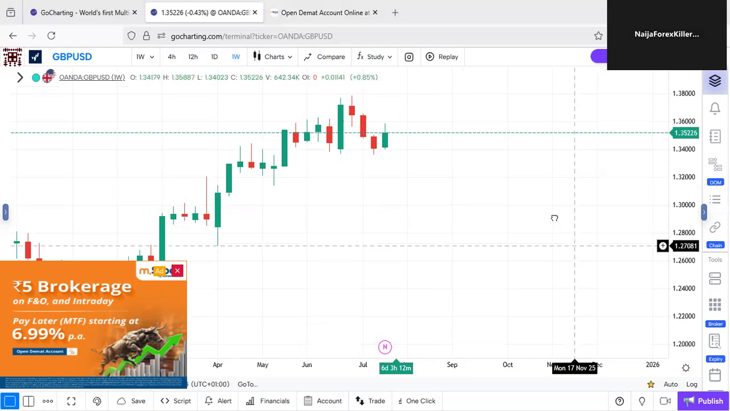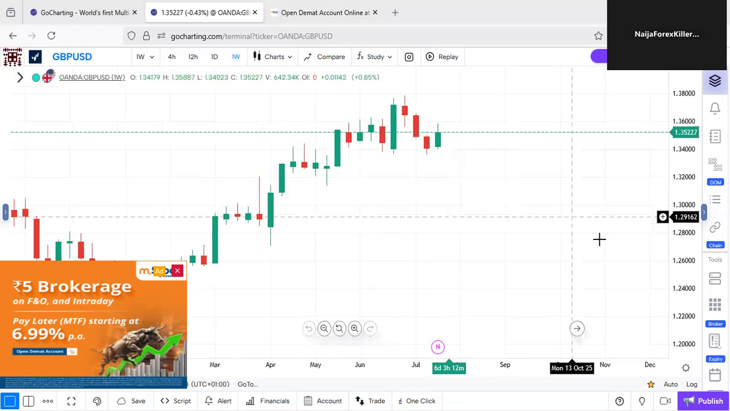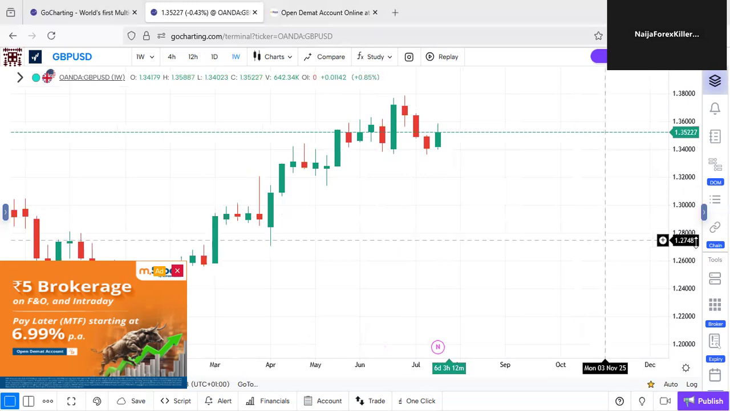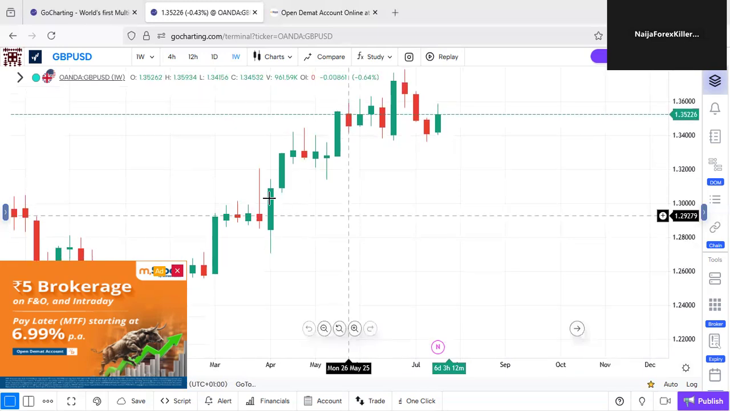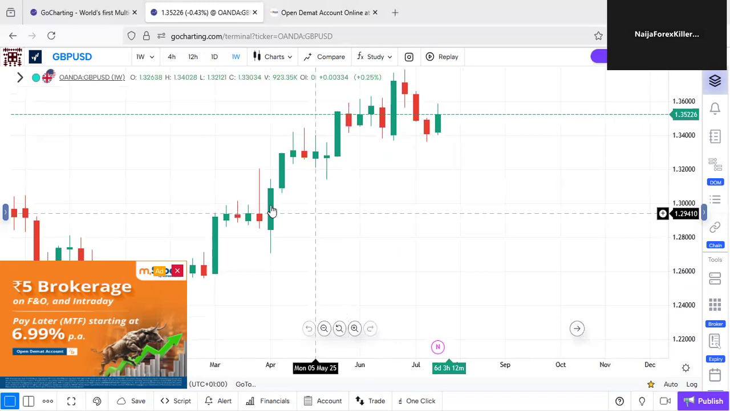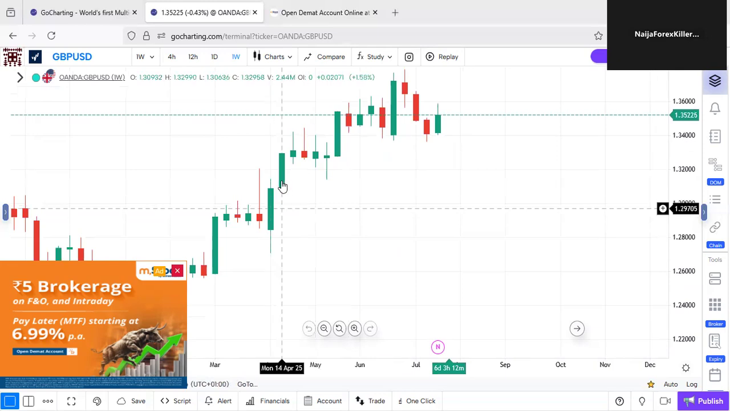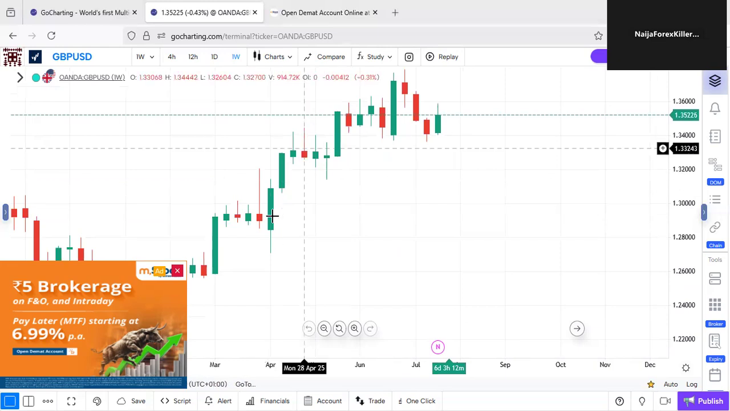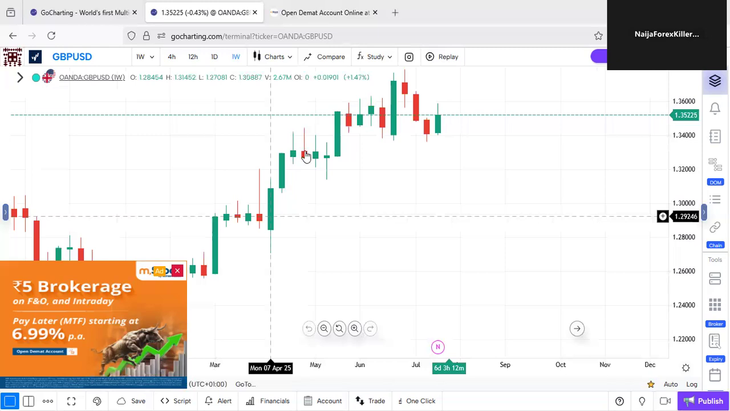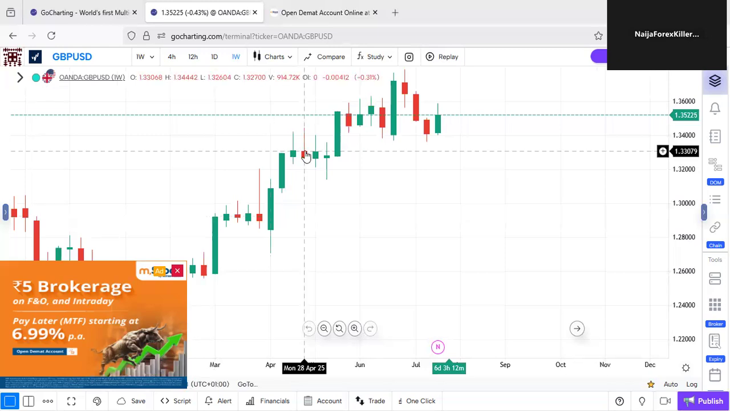So on this weekly, each candle that you are seeing represents a weekly time frame. Each candle, like this one, represents 1 week. This one represents another week. This one represents another. Let me say 1, 2, 3, 4. These 4 of them represent 1 month, like from the 1st to the 30th.